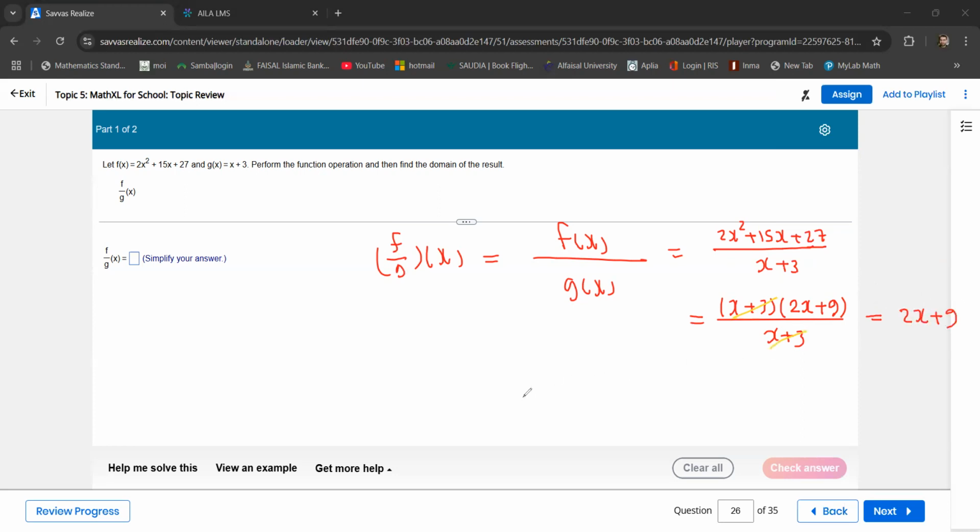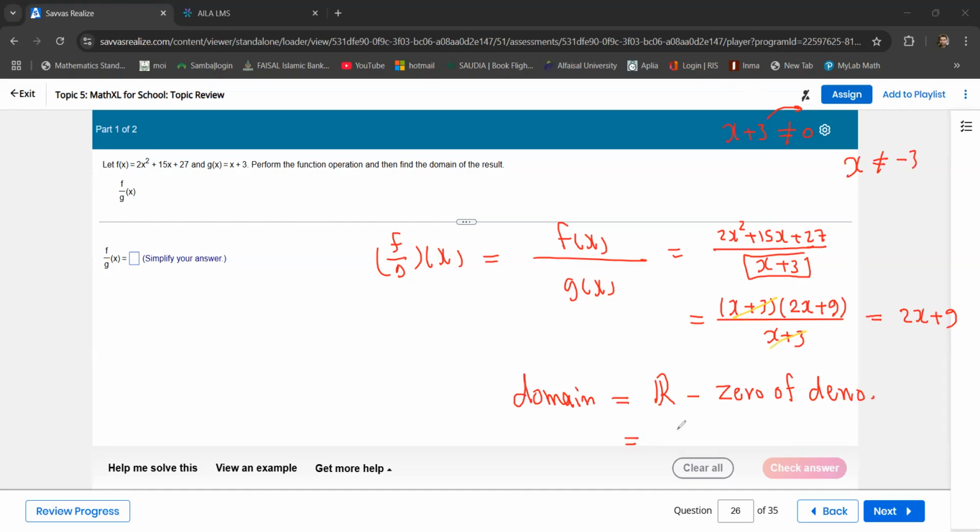Now, when we talk about the domain, it is all real numbers except zeros of the denominator, because we have a denominator here. If you think of a zero of the denominator, it should be negative 3. Or if you cannot predict, just take x plus 3 and say this shouldn't be equal to 0. Move 3 to the other side, so x shouldn't be equal to negative 3.